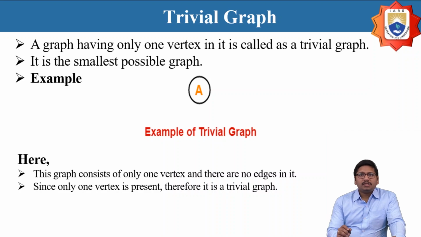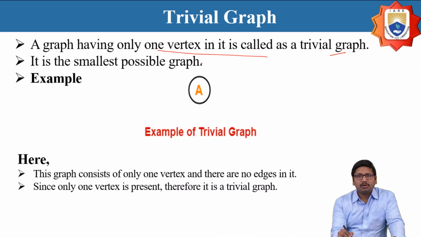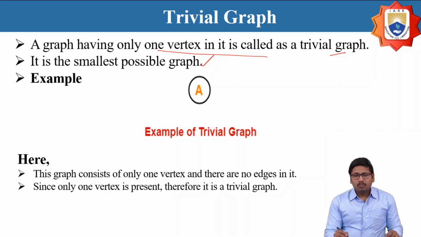And trivial graph means a graph having only one vertex is called a trivial graph, and it is the smallest possible graph here. This graph consists of only one vertex and there are no edges in it, since only one vertex is present, and therefore it should be called a trivial graph.